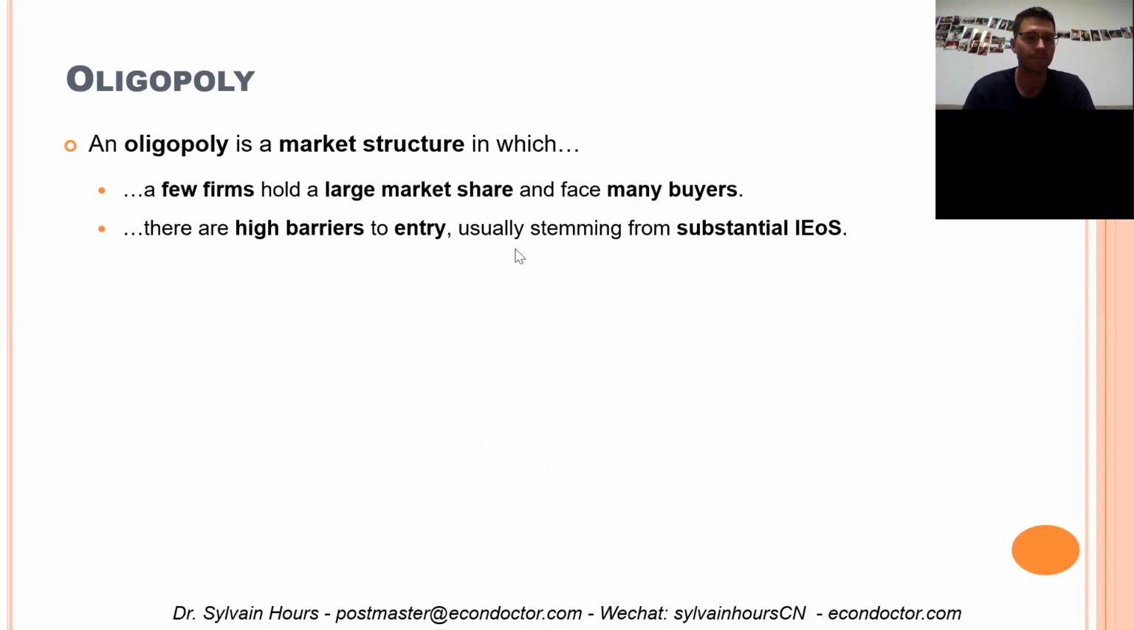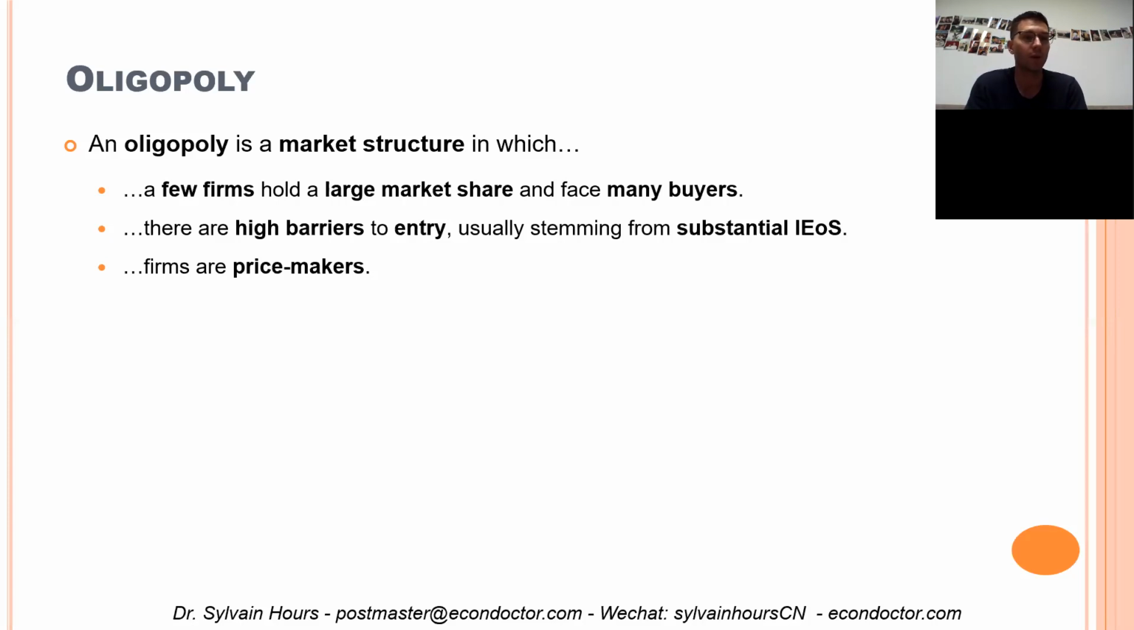So what are the other characteristics of an oligopoly? Firms are price makers, of course. They have market power, especially the large firms, the ones who have a large market share. The small firms are not price makers, but these big firms who hold a large market share are. They are sufficiently large to have an influence on the market equilibrium and on the market price.